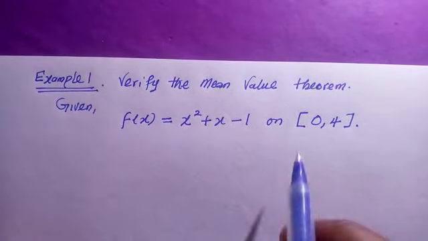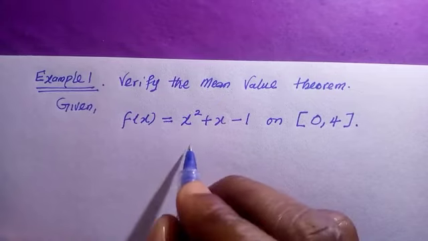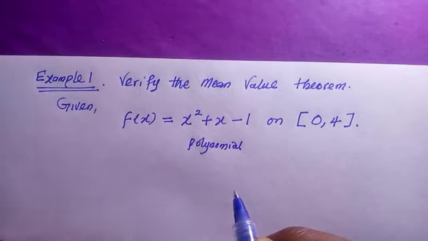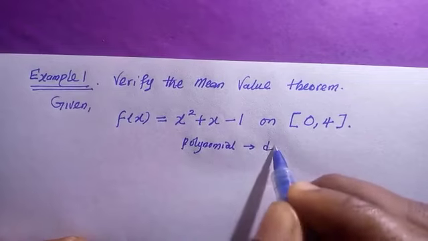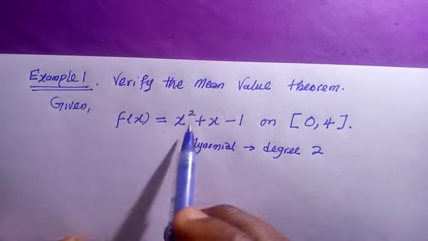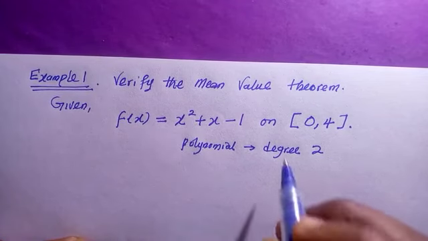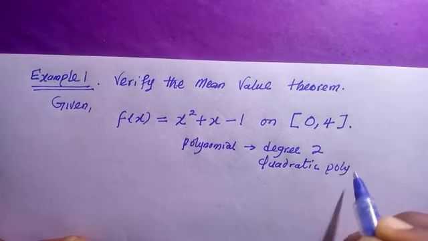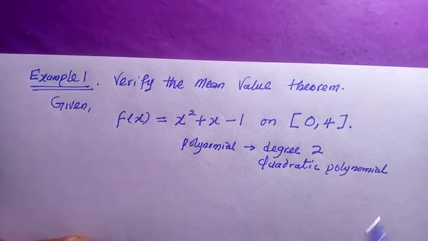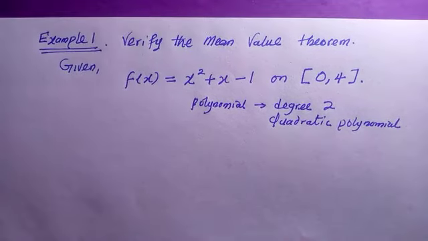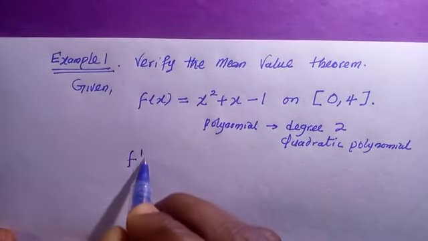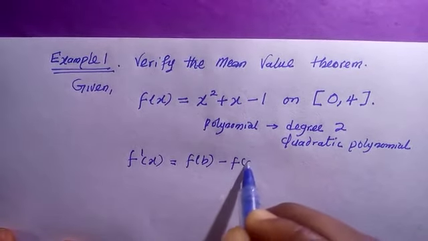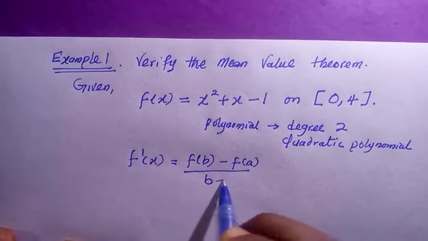We are given f of x equals x squared plus x minus 1 on a closed interval 0 comma 4. And we should know that the first condition has already been met because x squared plus x minus 1 is a polynomial function. Which means that the degree of this is 2 and it is a quadratic polynomial. In the previous one I gave, it is a linear polynomial because the degree is 1. Why this one? The degree is 2, that is, it is a quadratic polynomial. Which means it is automatically differentiable and continuous. And here is the formula we are going to apply: f prime of c equals f of b minus f of a divided by b minus a.